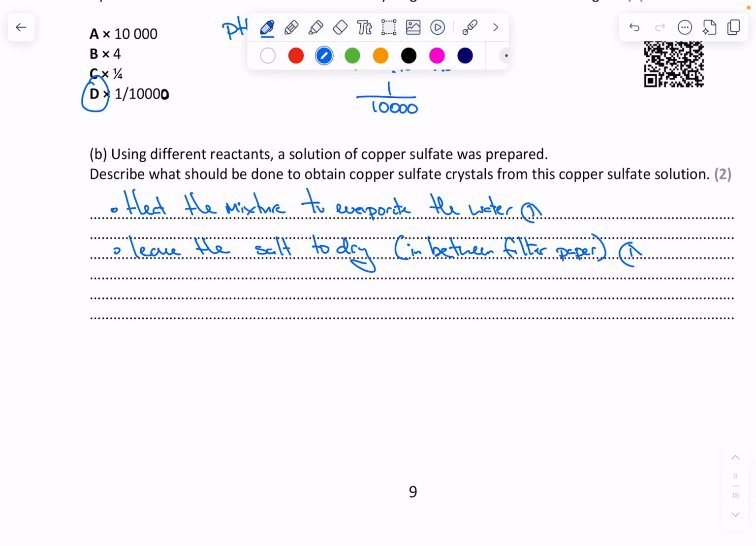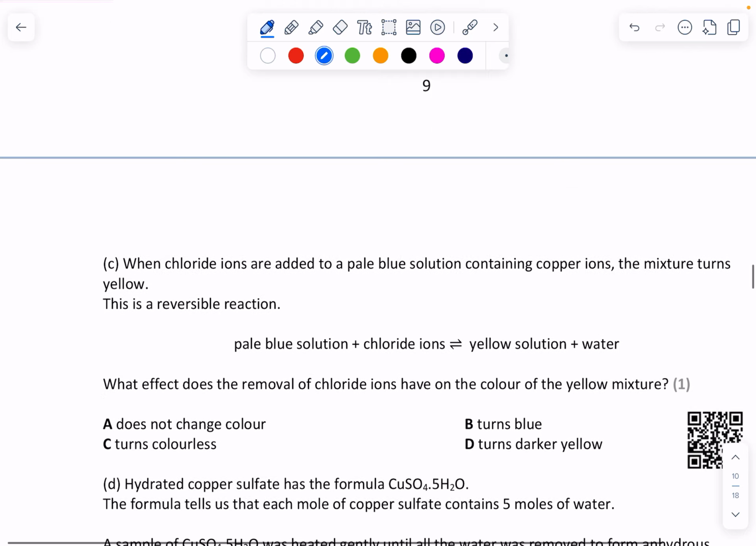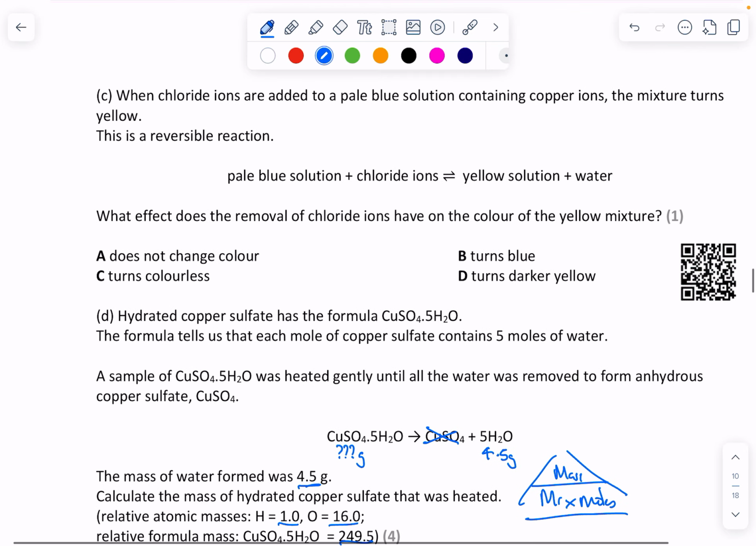Okay, next one. We have done a reaction where we are producing copper sulfate solution. What should be done to get the crystals from the copper sulfate? So what we have to do here, because it's a solution, that means this is soluble. So what we're going to do is heat the mixture, and that will evaporate the water from the solution, to get 1 mark. And then we leave the salt to dry, often in between pieces of filter paper, and that absorbs any remaining moisture.